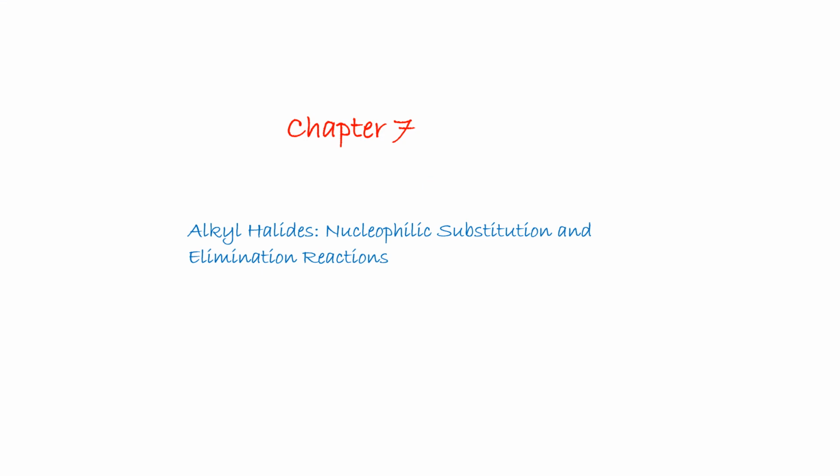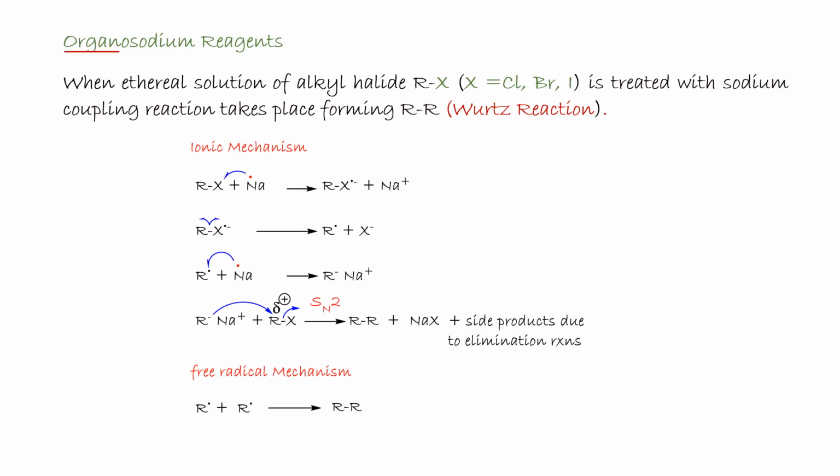Today we will continue on chapter 7, Alkyl Halides, Nucleophilic Substitution and Elimination Reactions. Organosodium reagents. When an ethereal solution of alkyl halide RX, where X is Cl or Br, is treated with sodium, a coupling reaction takes place, forming RR. We call this reaction the Wurtz reaction.